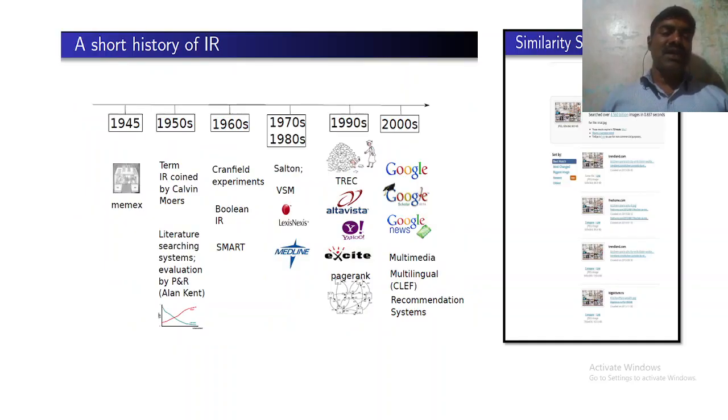A short history of IR: 1945, Memex. 1950s, the term IR coined by Calvin Mooers, literature searching, system evaluation by Cyril Cleverdon. 1960s, Cranfield experiment, Boolean IR, SMART. 1970s and 1980s, Salton VSM, LexisNexis, Medline. 1990s, TREC, AltaVista, Yahoo, Excite, PageRank. 2000s, Google News, multimedia, multilingual, recommendation systems.